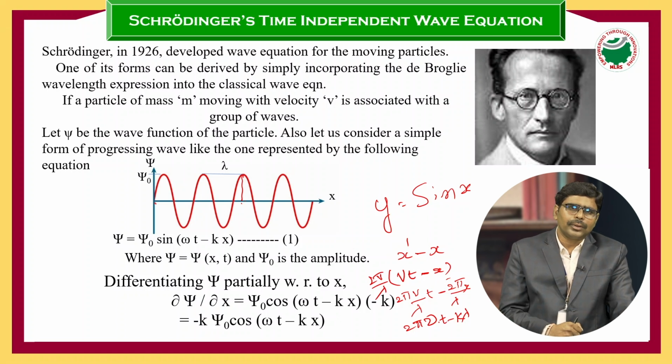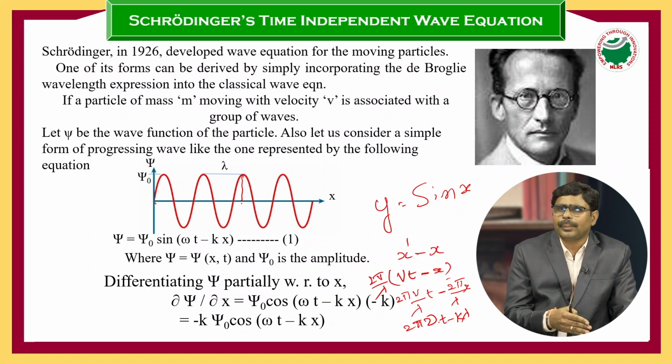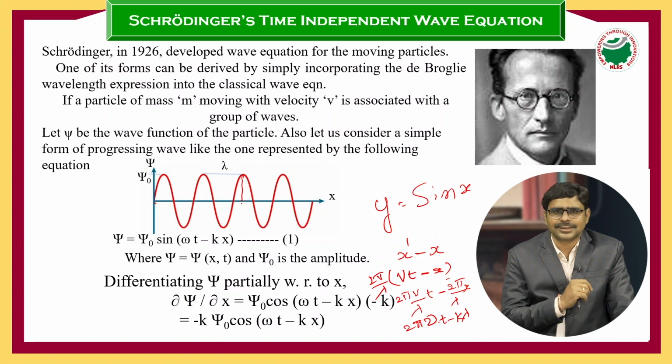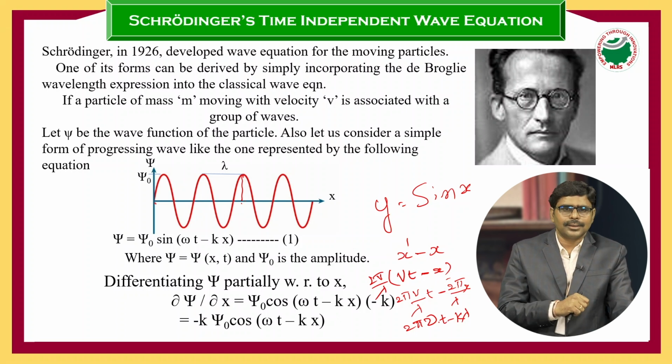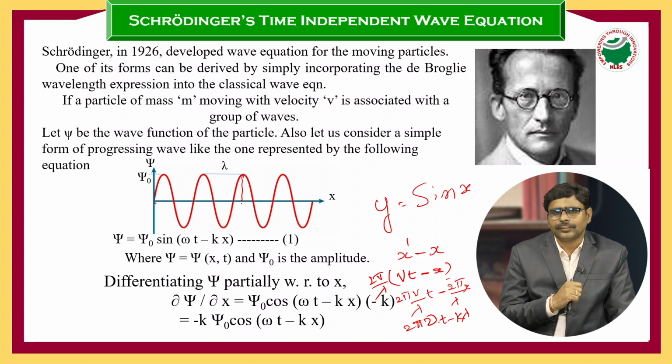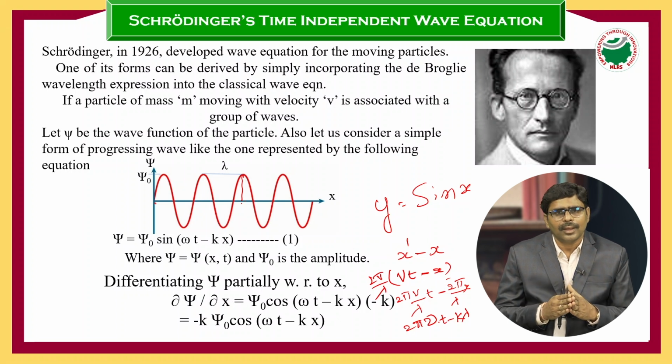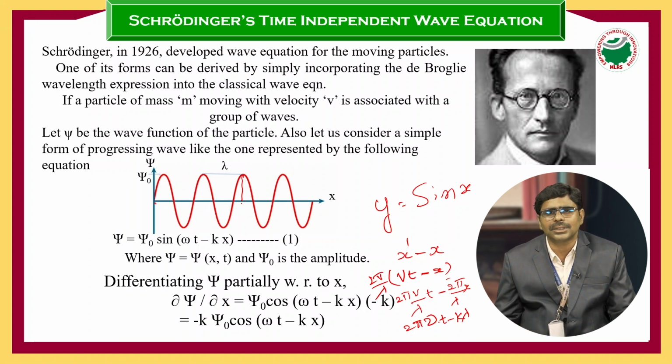We are now considering the time independent case. It is not depending upon time, so we neglect the time parameter and consider the dimension parameter x. Xi of x is equal to xi naught into sin(omega t minus kx). Now we have represented the wave function. When you consider a particle under motion, it is always changing its position with respect to the change of position in the direction.